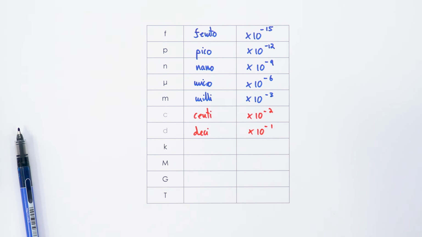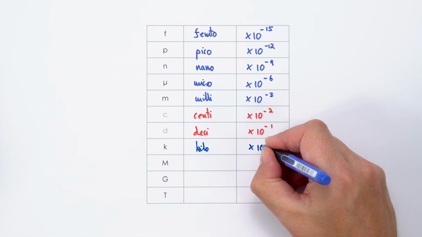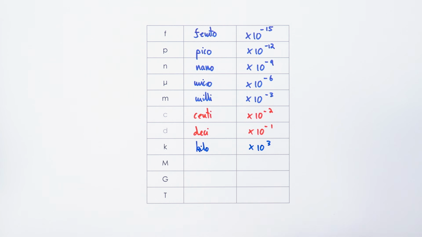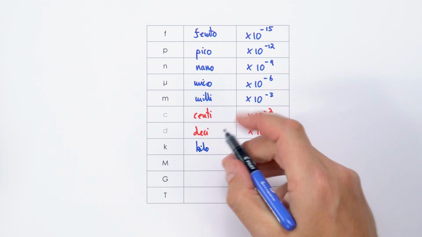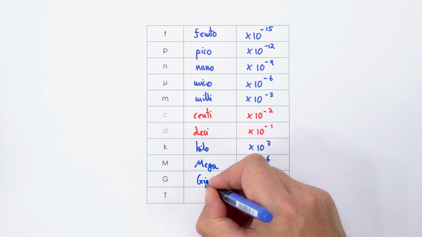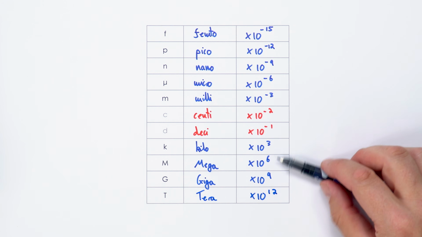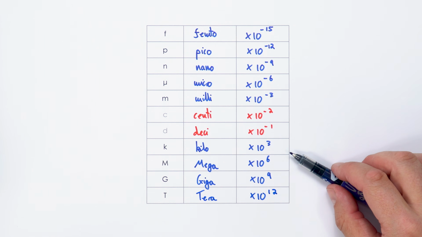And then we start to go bigger. So k, like kilometre, is kilo, and that's 10 to the 3. We then go into the big letters. So for example, M, a capital M, stands for mega, which is 10 to the 6. We then have giga and also tera. And it was only really in the 1960s that these were adopted as part of the SI system.